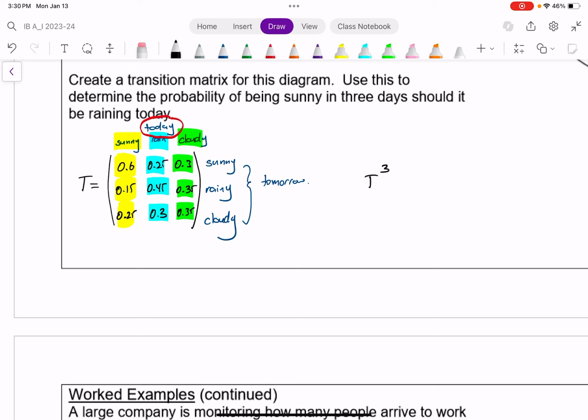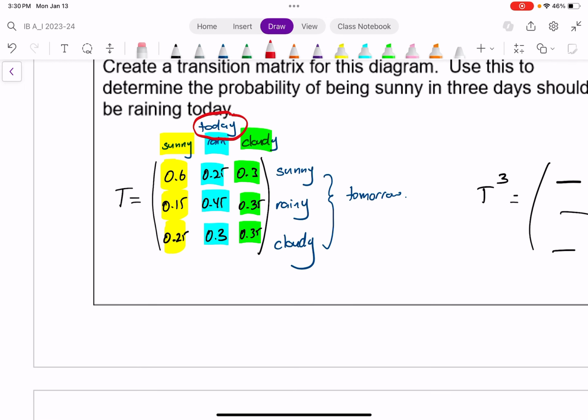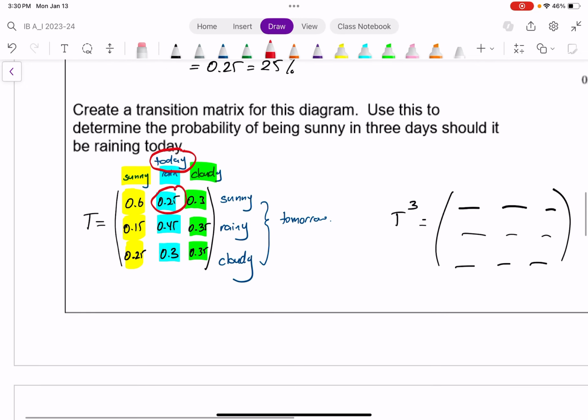And on my GDC, I will get a 3x3 matrix with lots of fairly messy values. The key is, which value do I want to look at? I want to look at if it's going to be sunny, if it's rainy today. So I'll be looking at this value, which is row 1, column 2, so right here. If it's raining today, what's the probability it's going to be sunny in the future?